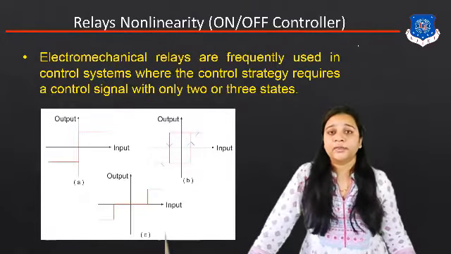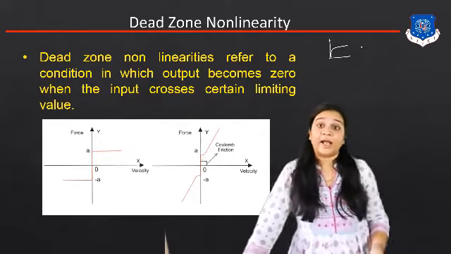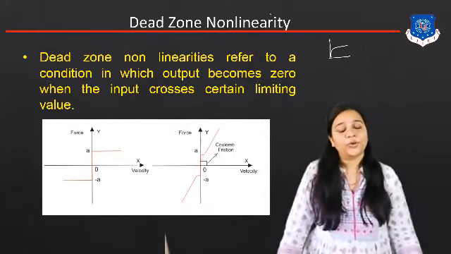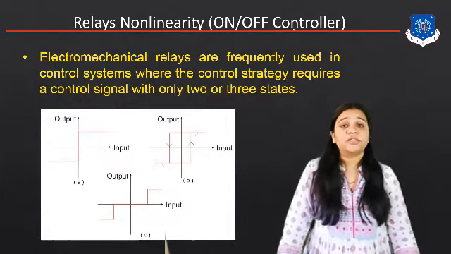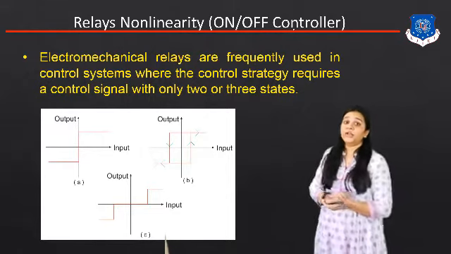What is the dead zone non-linearity? The output becomes zero when the input crosses a certain limit value. Okay. The next one is the relay non-linearity. It is used for the on-off controller.